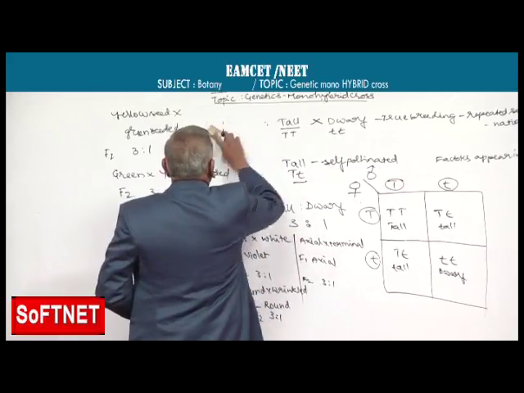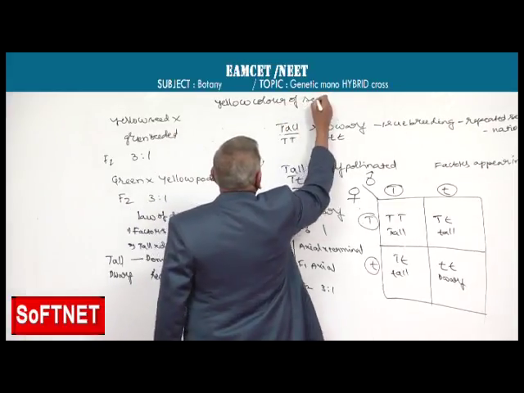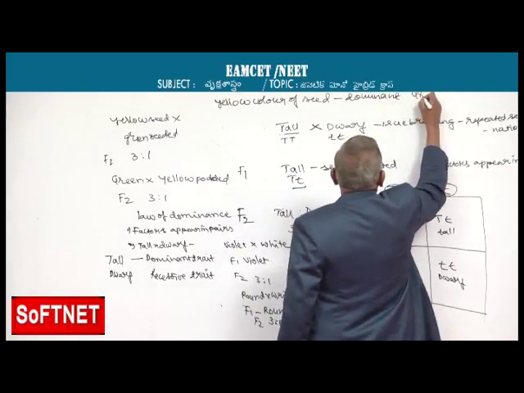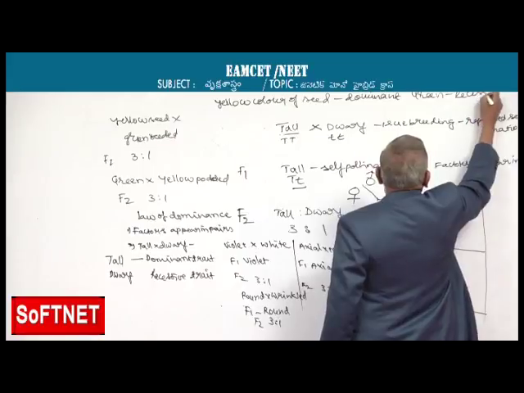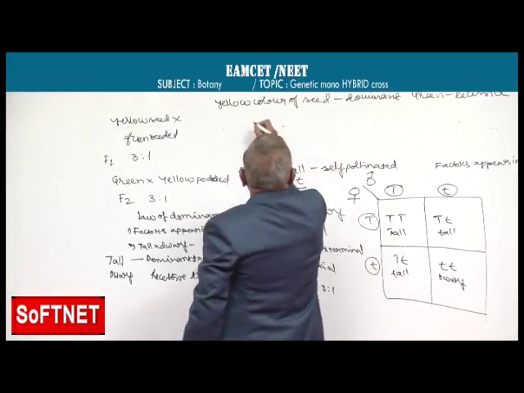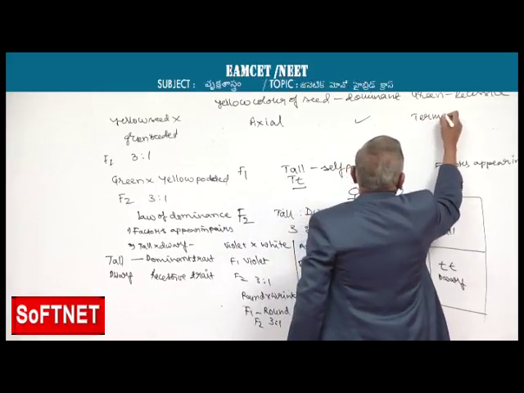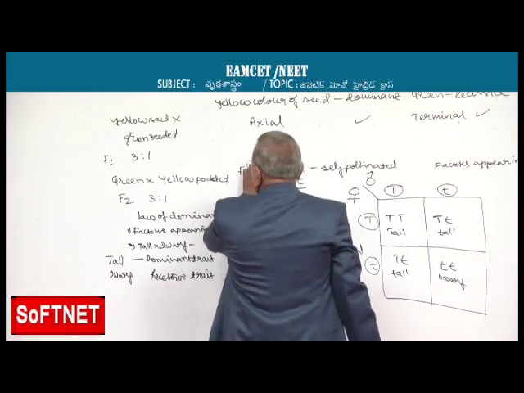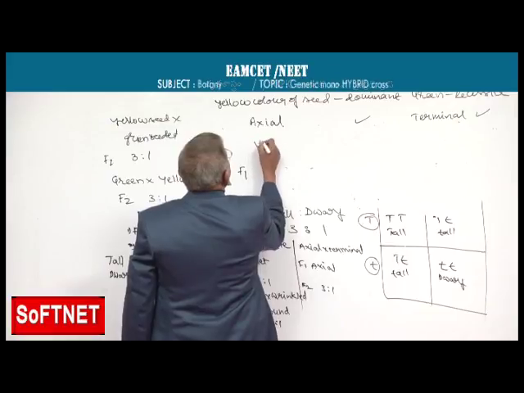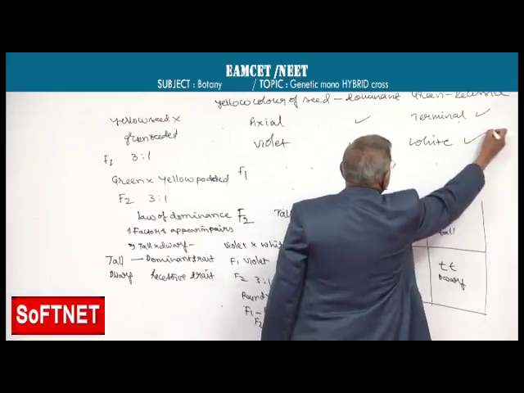With regard to other characters, the yellow color of seed is dominant, whereas green is recessive. With regard to the position of the flower, axial flower is dominant and terminal flower is recessive. With regard to flower color, violet color is dominant, whereas white color is recessive.